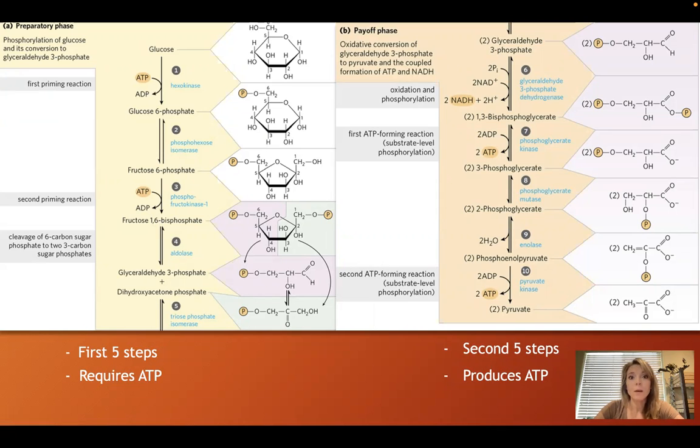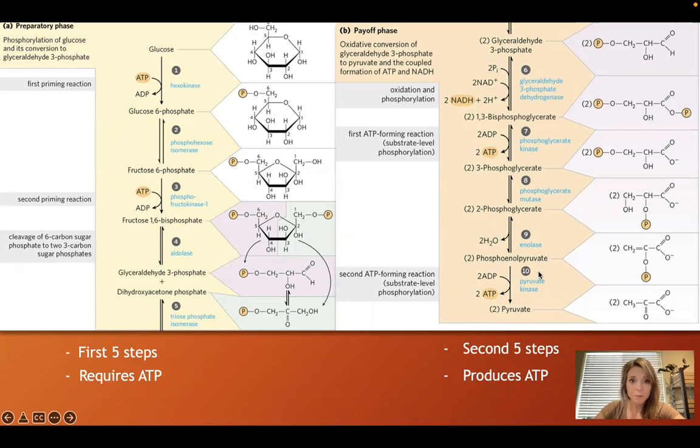The enzymes are right here in this teal color. Recall that our enzymes are going to end in -ase. So we can see right here, there are several different enzymes utilized. We have hexokinase, we have all these different ones here. Here's our aldolase. And if you look at the second side, you'll see a bunch of different enzymes over there as well.